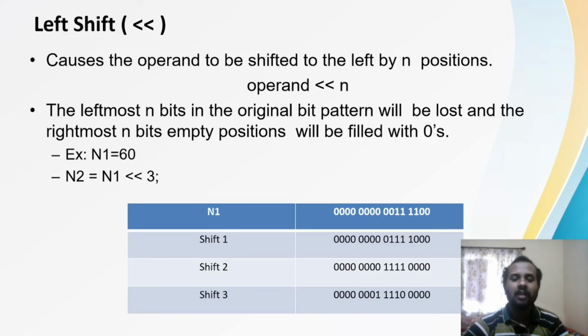The syntax is operand, insertion operator, then the n, where n represents how many bits it should be shifted. For example, n1 is equal to 60 and n2 is equal to n1 shifted to the left side by 3 bits. n1 that is 60, I have represented in the bit format, and then I have to shift it 3 times. Shifting 1 time, I am just shifting the bits here. 1 will be coming here, and next one, 1, and the rest of the places are filled with 0. So you are just shifting one side, okay?